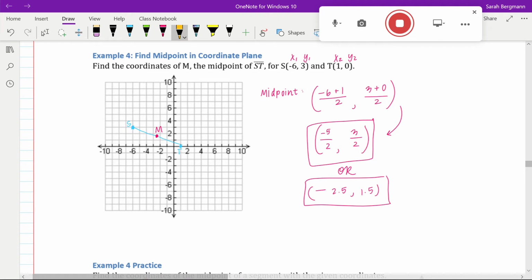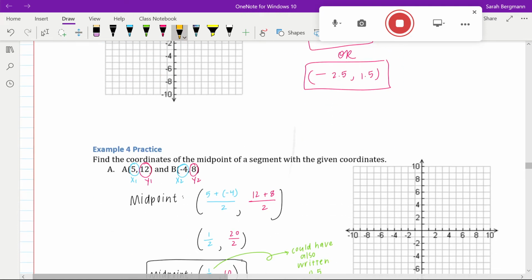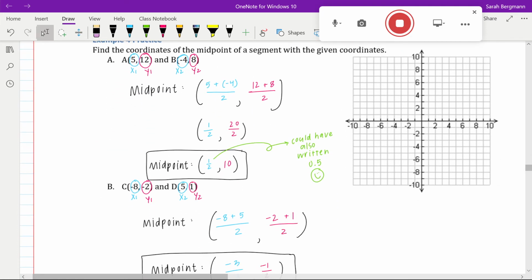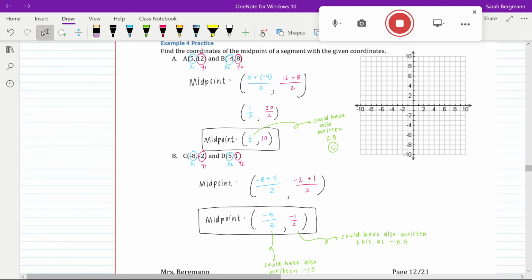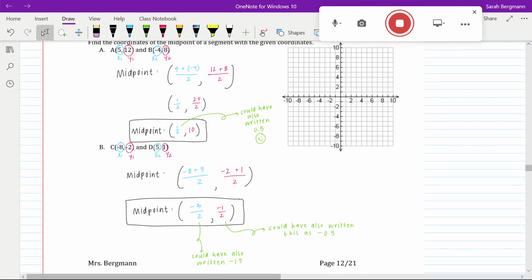Alright, pause the video and try the practice problems below. Here are the correct answers. Make sure you're keeping your x's together and your y's together. The most common mistake, like I said, is mixing up x's and y's.